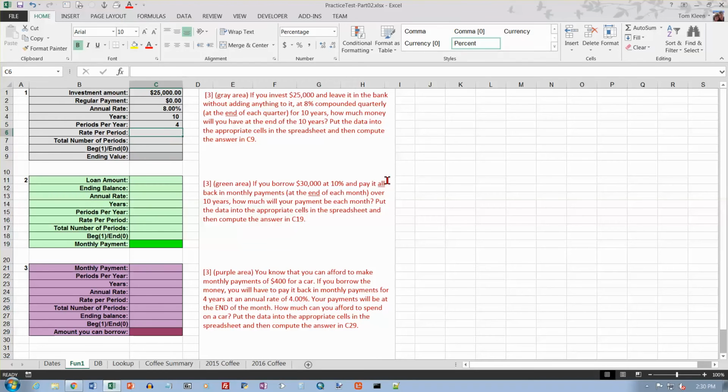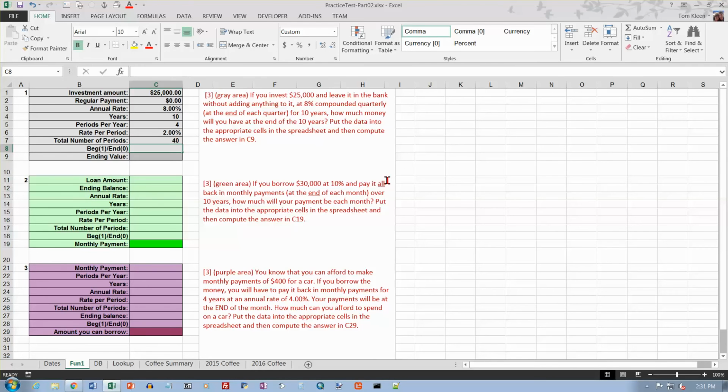I leave it in for 10 years, and I'm going to compound quarterly, so that means there's going to be 4 periods per year. And the rate per year, now I didn't have you do this on the homework, but it's real easy to do. You just take the annual rate and divide it by the number of periods. So it's C3 divided by C5. And if you take 8% divided by 4, you're going to get 2%. So that's going to be the rate per period. And the number of periods is going to be the number of years times the number of periods per year. So we should get 40 for that.